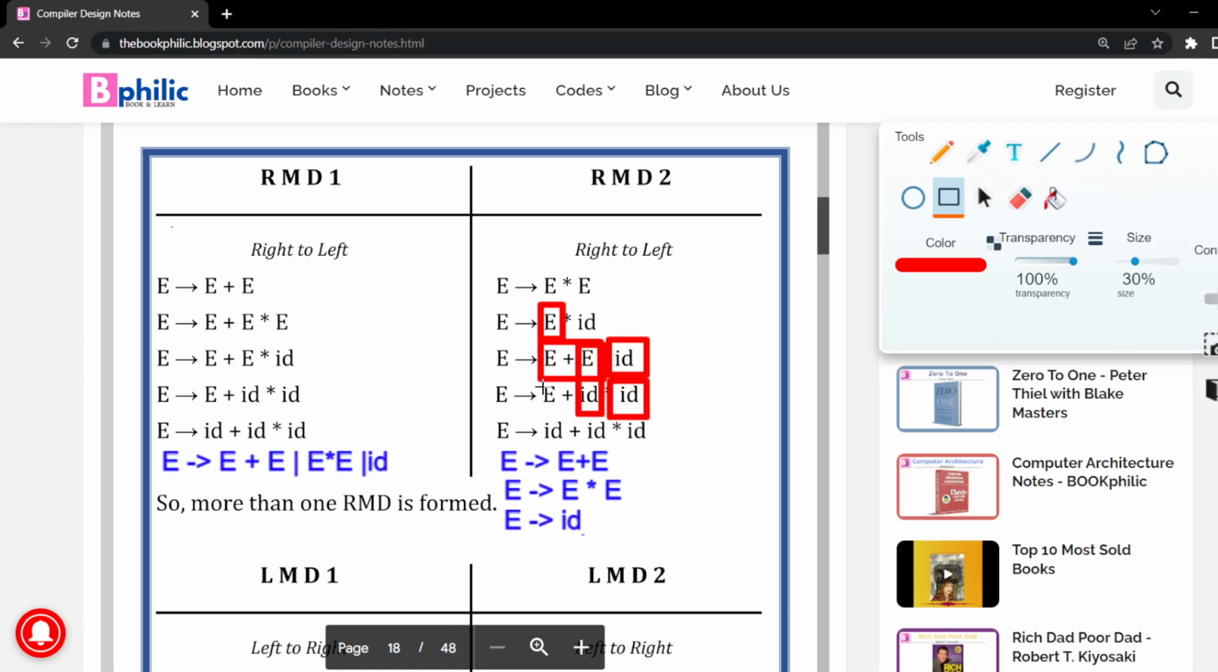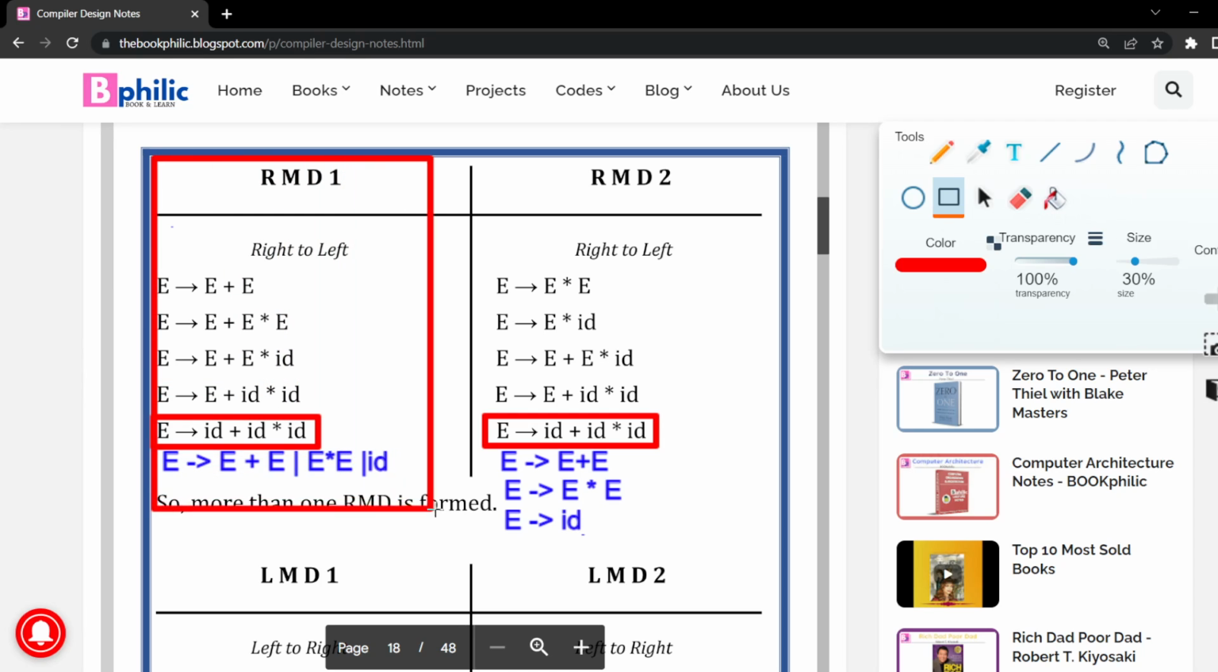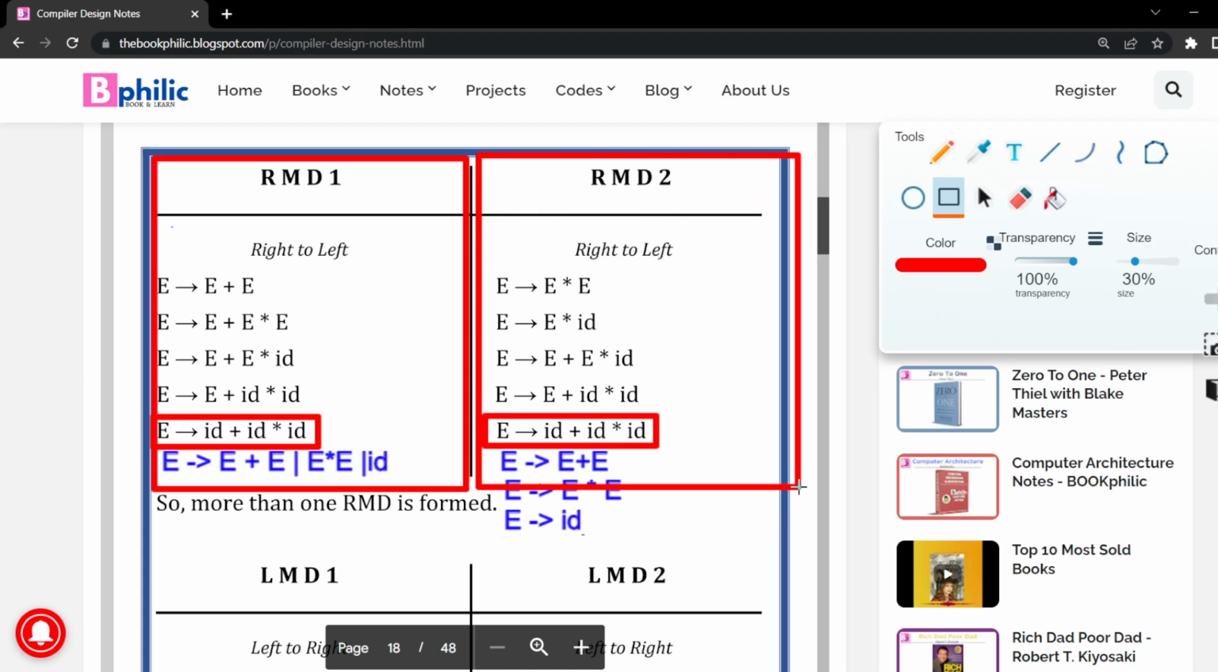Okay, now what is left now? This capital E. So this capital E will be ultimately derived into ID. So hope you have understood how this is going on. So now you can notice that we are getting the same syntax, ID plus ID star ID, and here also ID plus ID star ID. So in two different ways, that is RMD1 and RMD2, we are getting the same syntax.